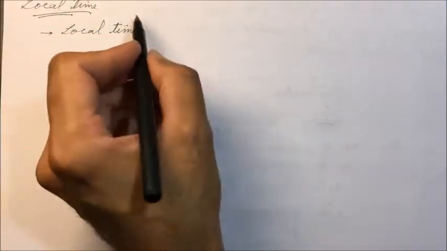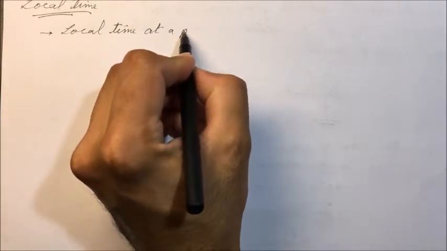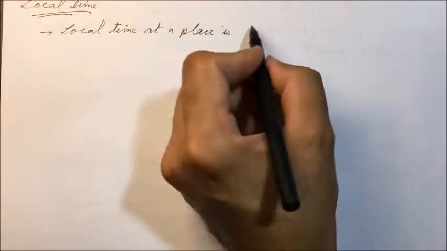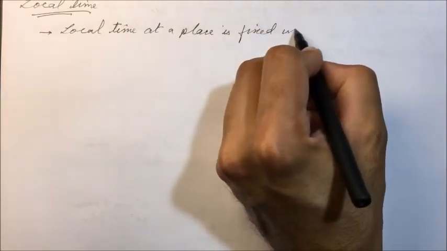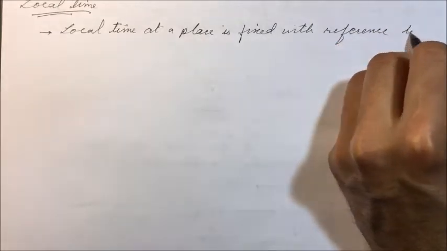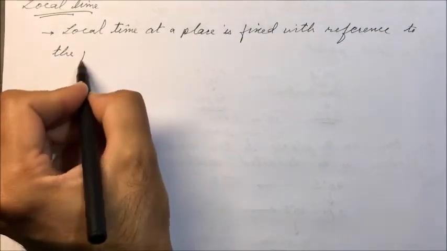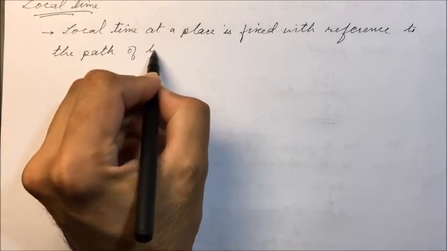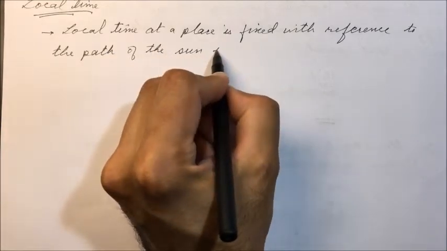Now we will be discussing local time. So local time at a particular place is fixed with reference to the path of the sun in the sky.